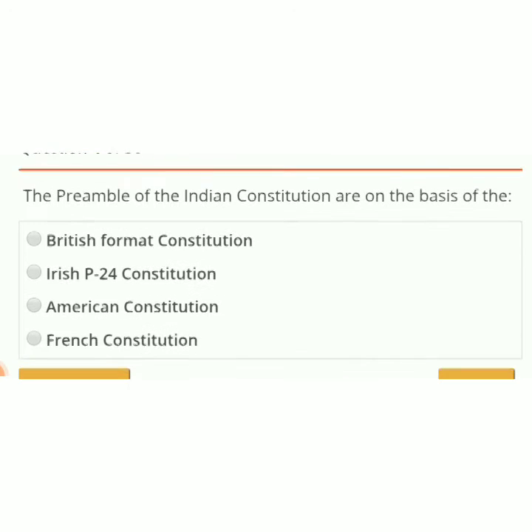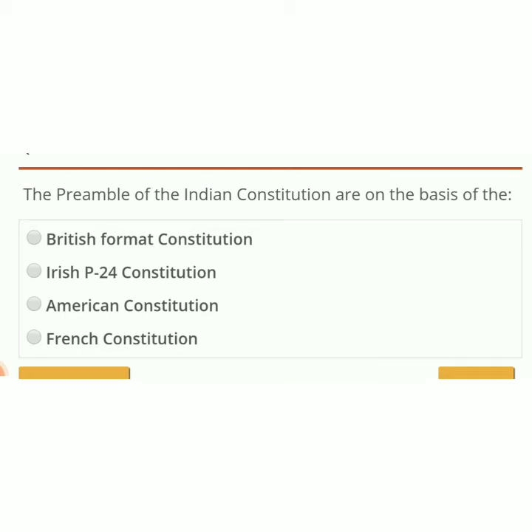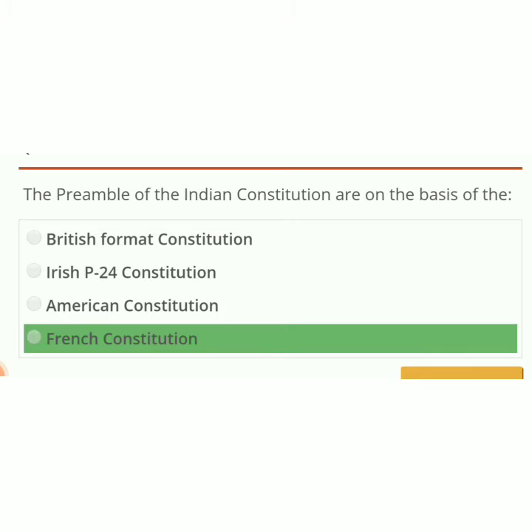Next question. The preamble of Indian Constitution is on the basis of the British Constitution, Irish Constitution, American Constitution, French Constitution. The preamble of Indian Constitution is on the basis of the French Constitution.